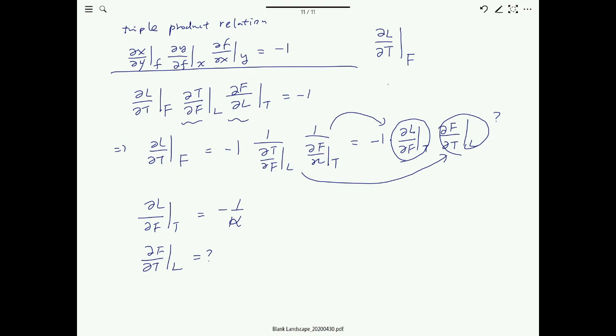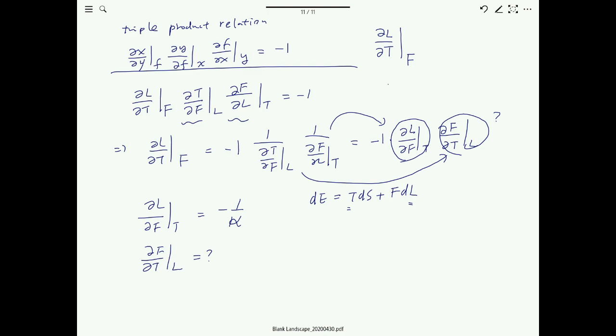Okay, so then we need the Maxwell relation. If we start from something like TdS plus FdL, then I can define something else. But we see now that we want to have L and T as my independent variables.